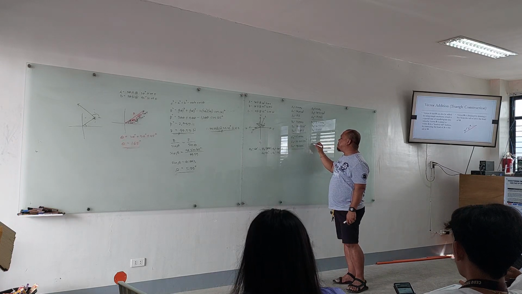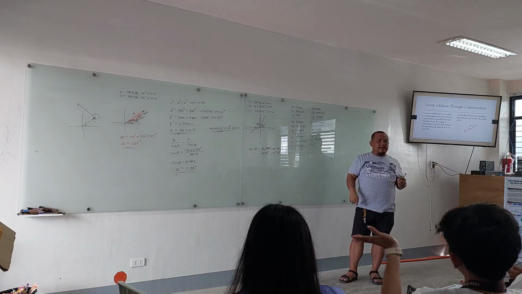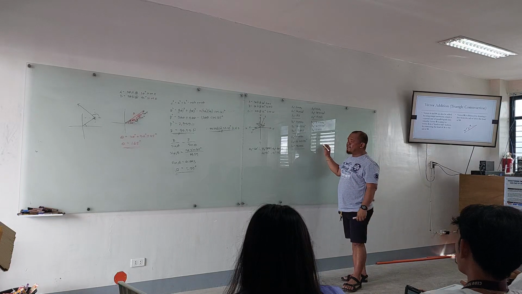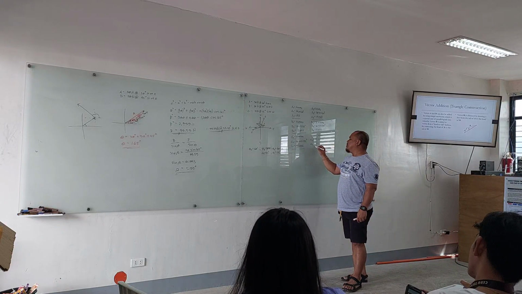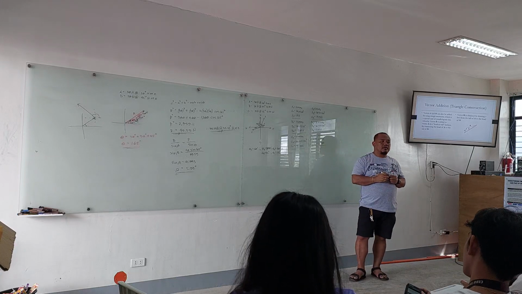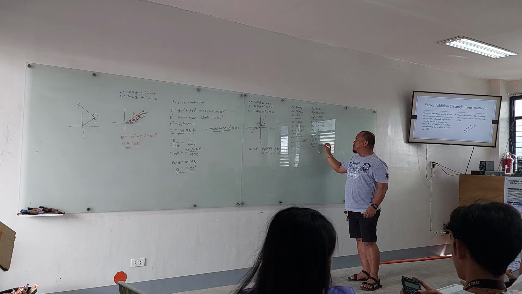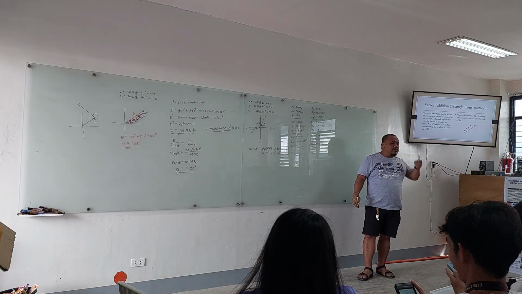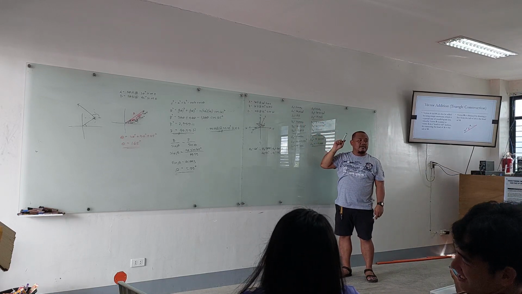Positive, negative? Negative. Why negative? Because it points downward. So, how much, sir? 2.59 Newton. Okay? 3.88 Newton. Okay. As I said, Cartesian is just a representation using Cartesian vector.